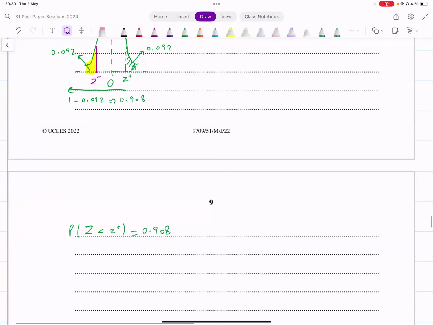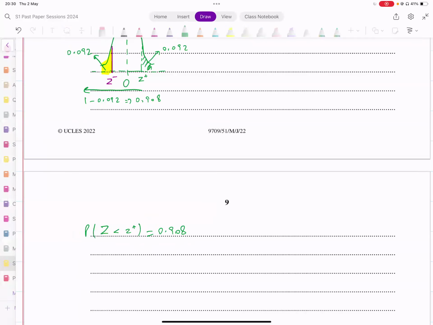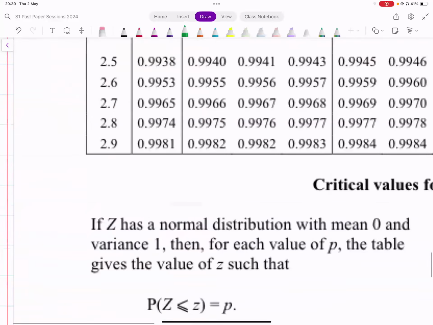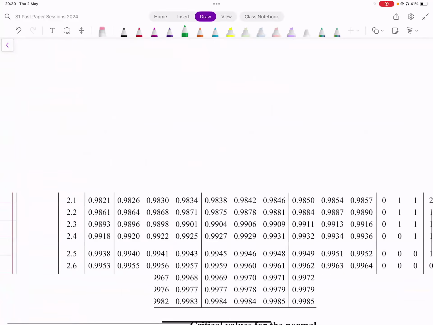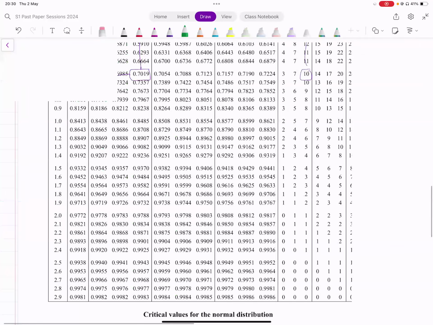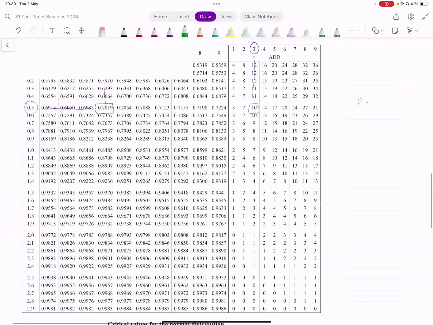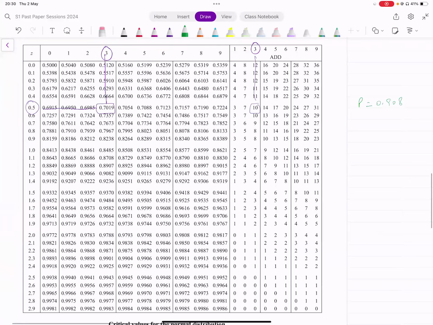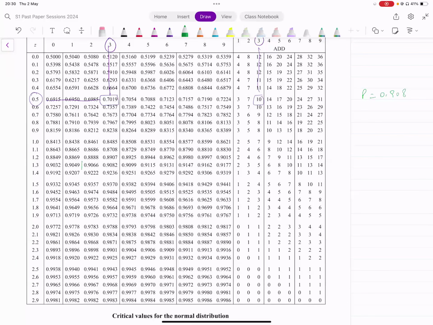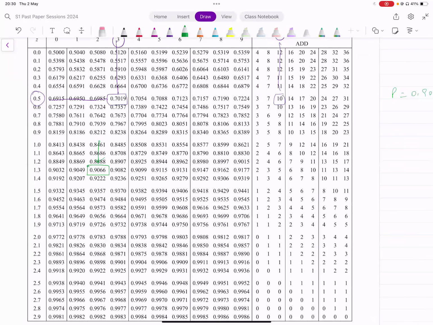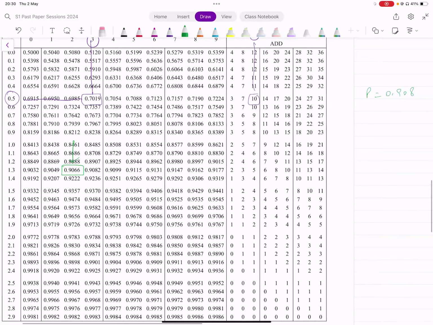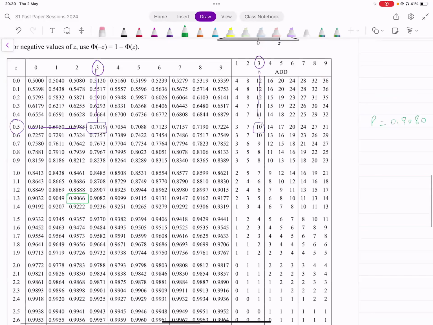We can go and look for the value of z in the table now. The probability is supposed to be 0.908. Let's find the corresponding z value to this probability. 0.908, where is that? Okay, this is the number that I have here in the table. That's slightly smaller than that, the immediately smaller number than 908. 908 means 9080.